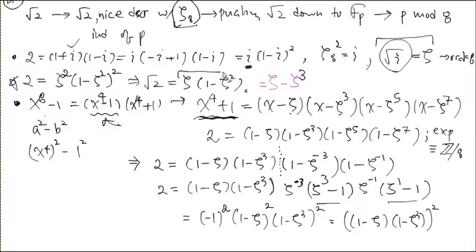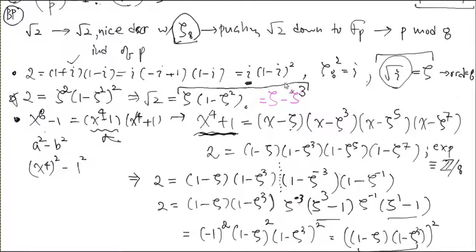This version. Simple enough. But I'm claiming that if you looked at the inside, expand it out and further, you'll be able to simplify down to zeta minus zeta cubed. All right? So that's what I mean by square root 2, a nice description with the 8th root of unity, or elements of order 8. That's a nice description. All right?